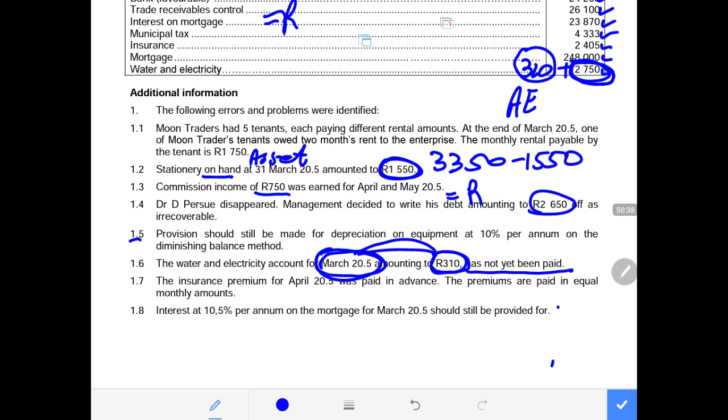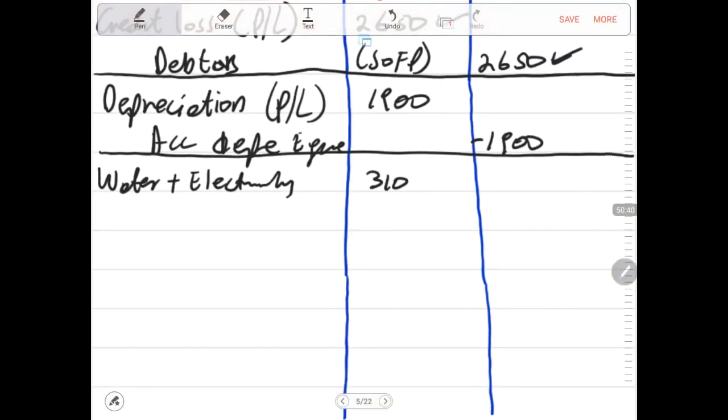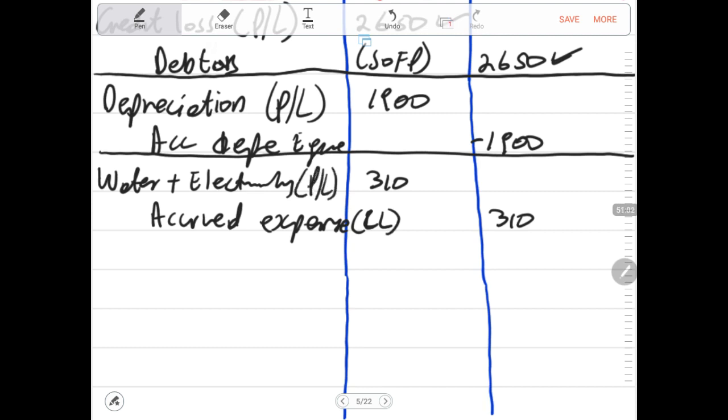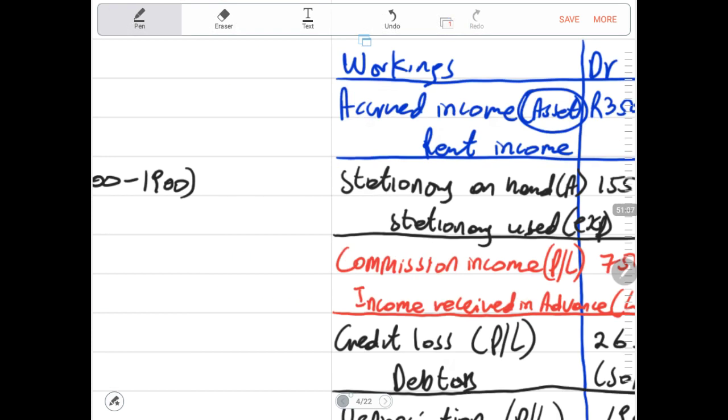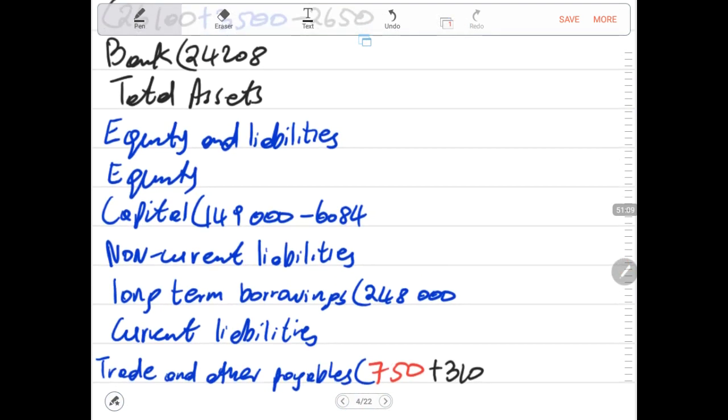Therefore now we say we're supposed to pay it, we debit it. Then it becomes accrued. Because this is not yet paid, it's a liability. Accrued expense is a liability, 310. So this will go to liabilities under current liabilities. This will go to the statement of profit or loss under expenses. So now we go straight there. We say under trade and other payables, there is 310. I've already recorded that one.